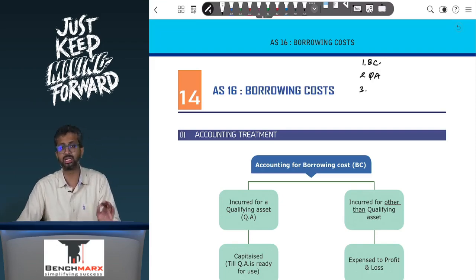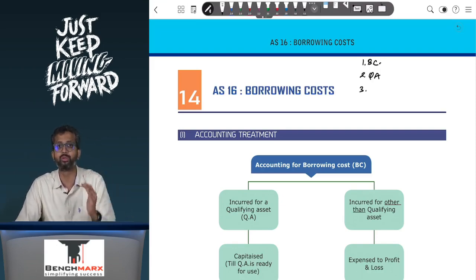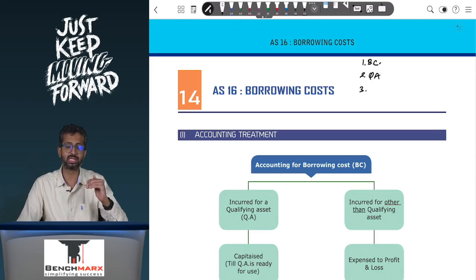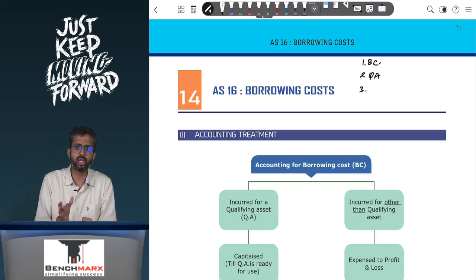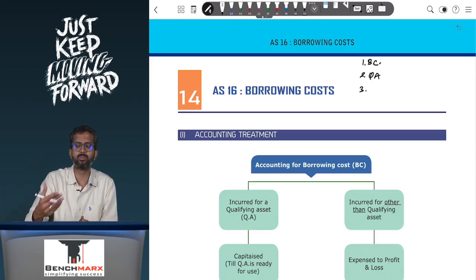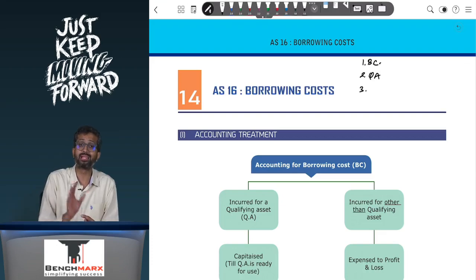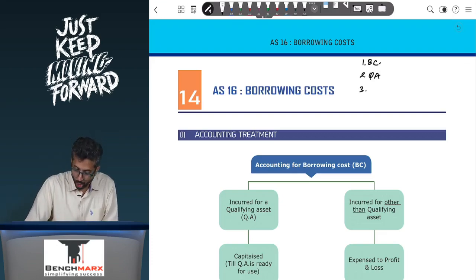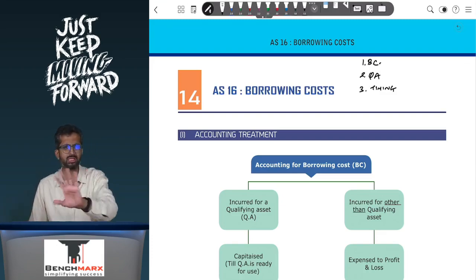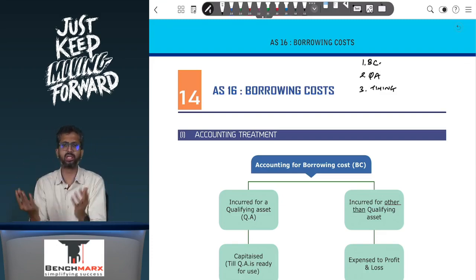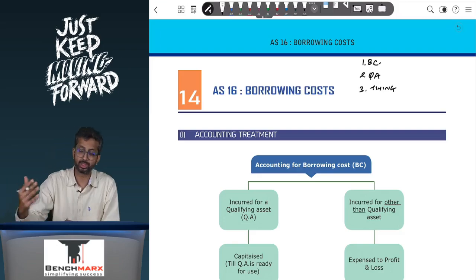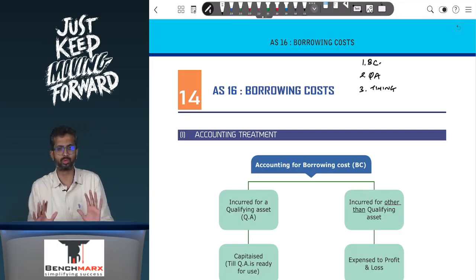Well, the standard says it will be capitalized till the time it is ready for use. Like when you did AS6, AS10, we said that all the directly attributable expenses will be capitalized along with the cost of the asset till the time the asset is ready for use. In a similar way, here the standard says the borrowing cost will be capitalized till the time the asset is ready for use. So over here, the timing of capitalization: till when should you capitalize? These are the three things that you will start with on a theory level, and then we go to the numerical aspects, which is pertaining to the sums, which is more important from an exam perspective.